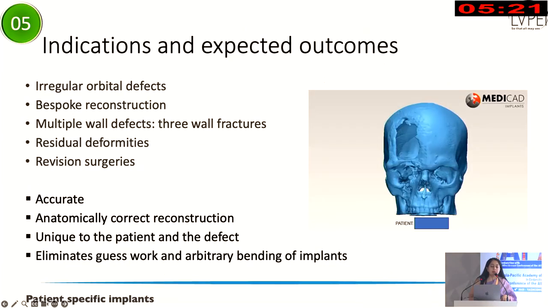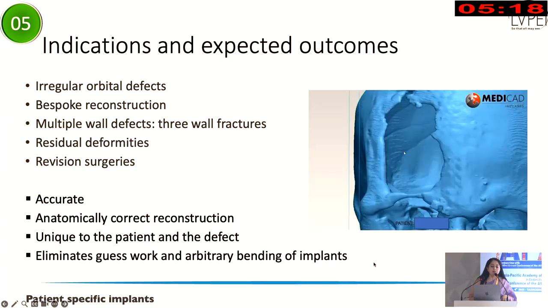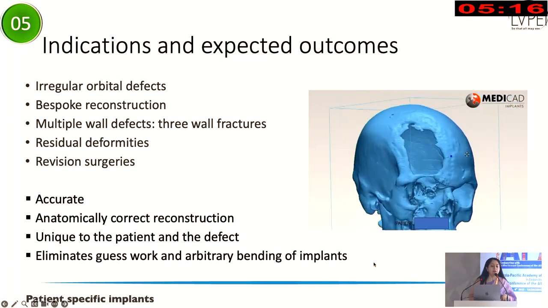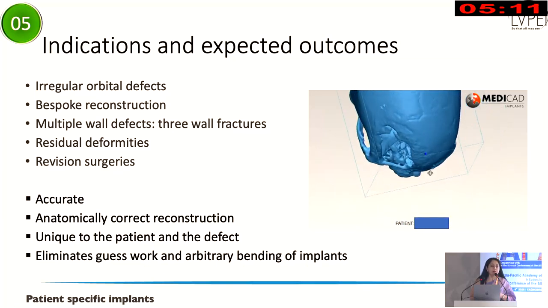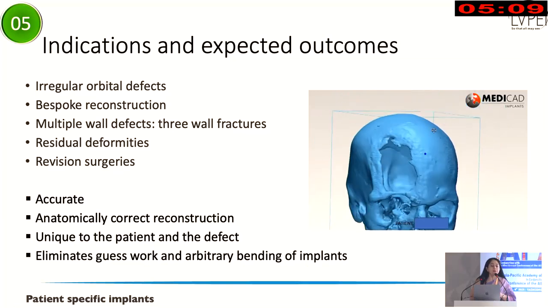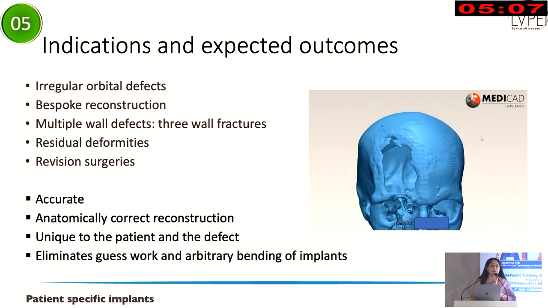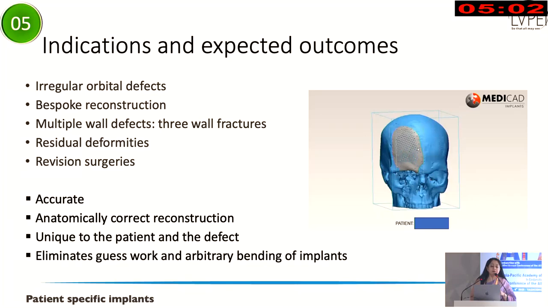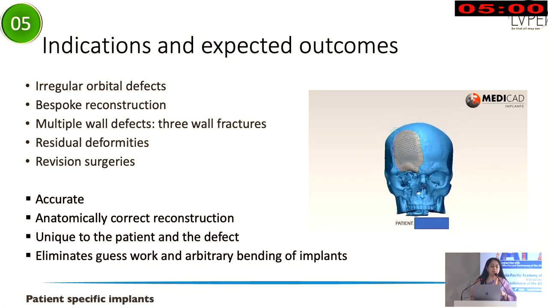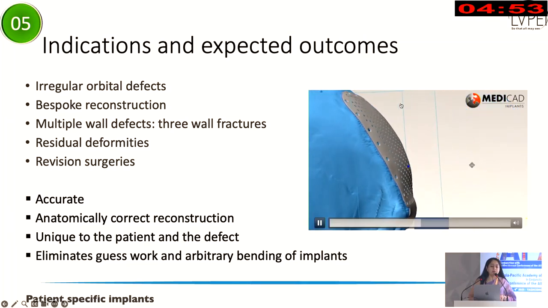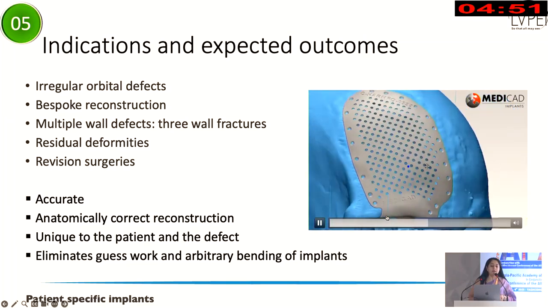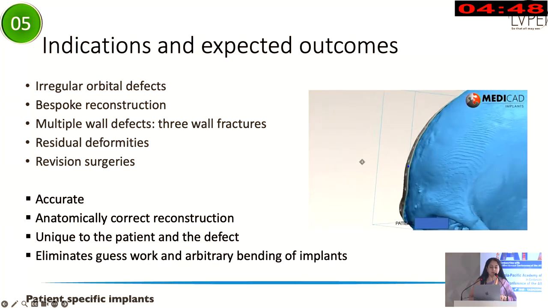So with this little background, the indications essentially at this point of time remain very irregular orbital defects for which you do not have a run-of-the-mill implant available, and defects where you have multiple walls of the orbit that are fractured, which you think will not fit back into position. Possibly if you have loss of bone for any reason, and in situations where you're performing revision surgery for residual defects, these are the cases where you would want to go ahead and craft a patient-specific implant.